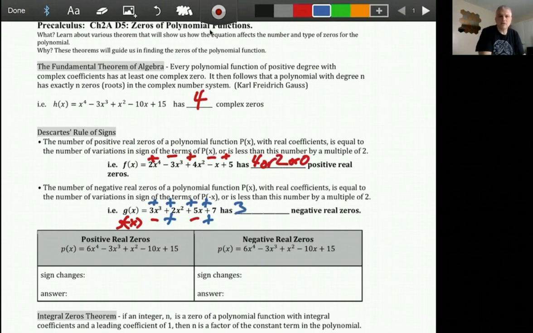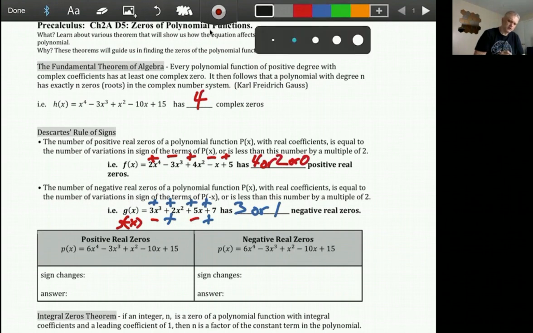But if there is a pair of imaginary zeros, then we have to subtract 2 again. Subtracting by multiples of 2. So 3 or 1. I know that there's at least one negative real zero for that polynomial, and there might be 3 negative real zeros. Okay, so let's look at applying that to these two polynomial functions here.